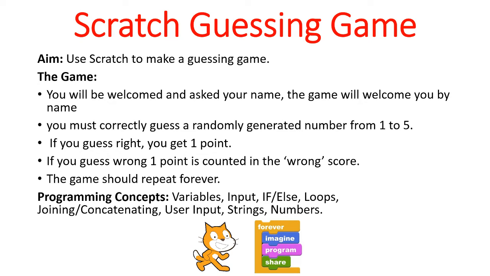We're going to join strings of information like the name and welcoming messages together. That's called concatenating. We're going to have user input, strings, and numbers. So strings are information such as names, letters, A, B, C, 1, 2, 3, that sort of thing. And numbers are just numbers, 1, 2, 3, 4, 5, or much larger.